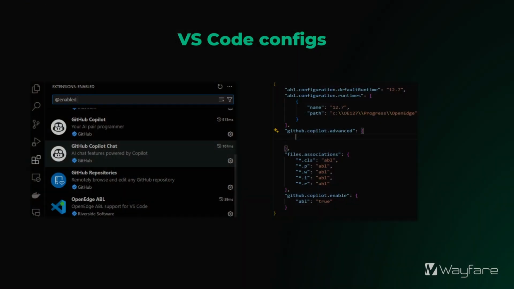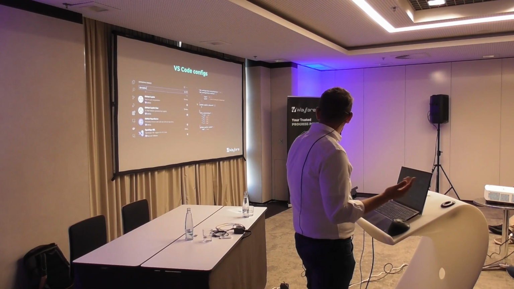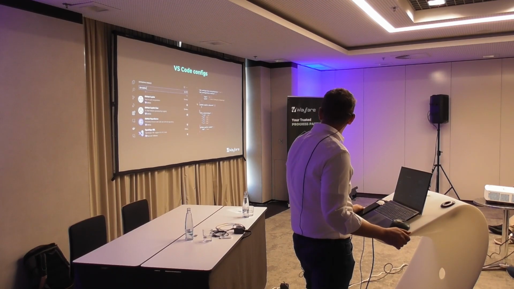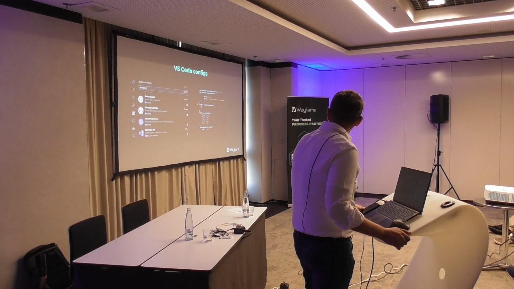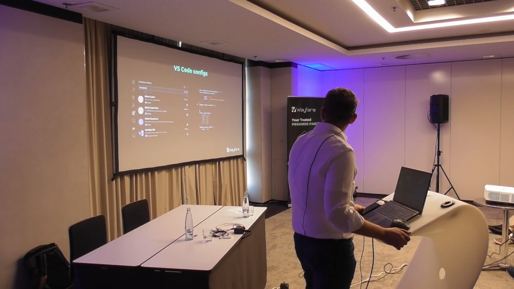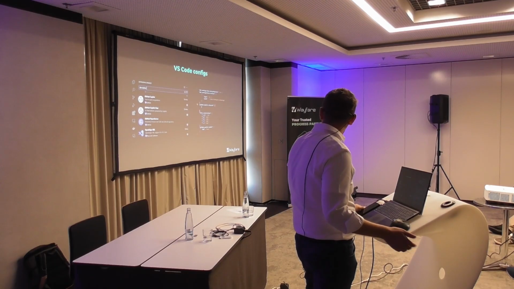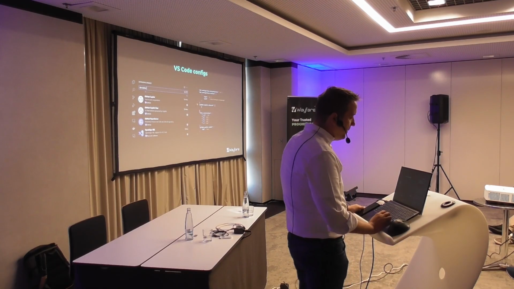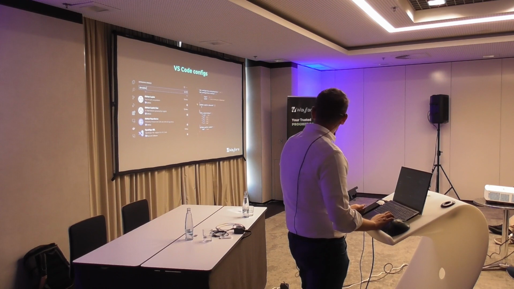How did we set up Visual Studio? The first thing we wanted was to configure Visual Studio Code to know the ABL. So this is the first one that we did. We used OpenEdge 12.7 and we installed the GitHub Copilot and GitHub Copilot Chat extensions. Pretty much these were the settings to ramp it up.